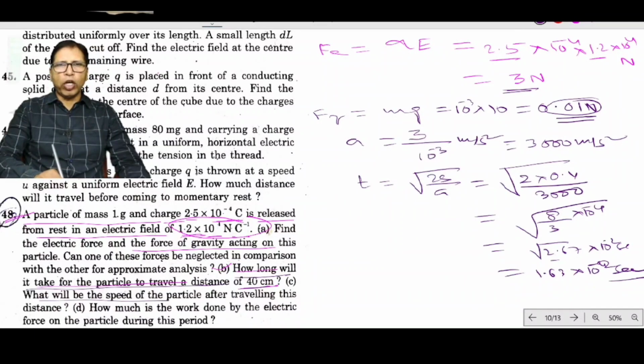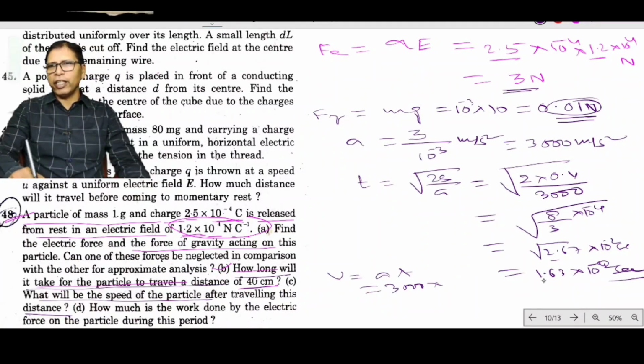What will be the speed of the particle after traveling this distance? Okay, so velocity v equals a × t. What is a? a is 3000. Okay, t is, look at this, 1.63 × 10^-2. Therefore, 30 × 1.63 meter per second. So look at this. This is almost 49 meter per second. Okay.